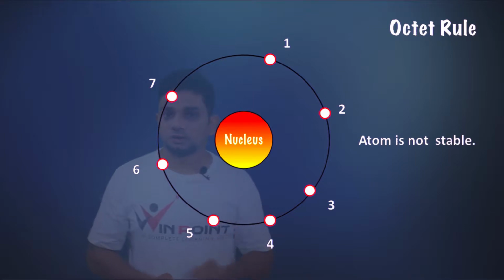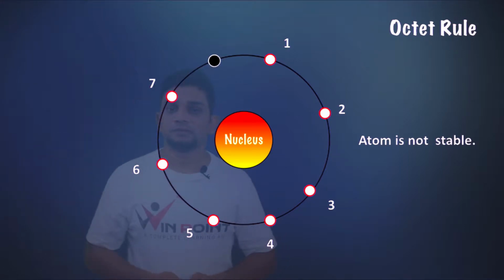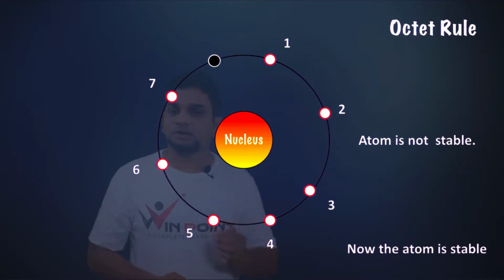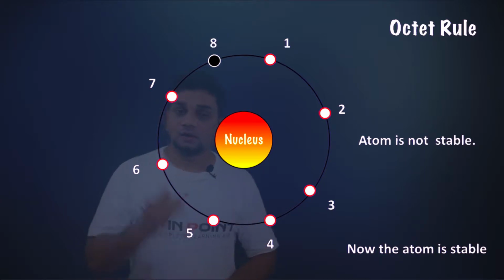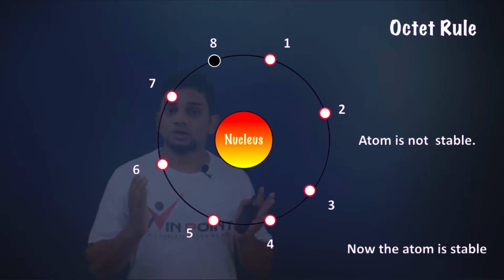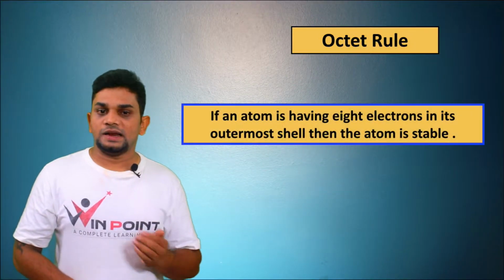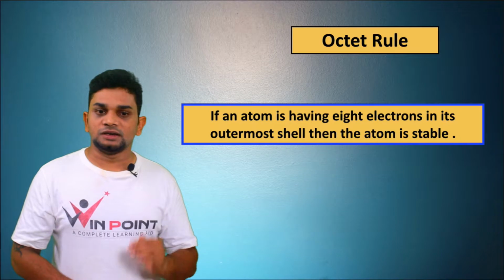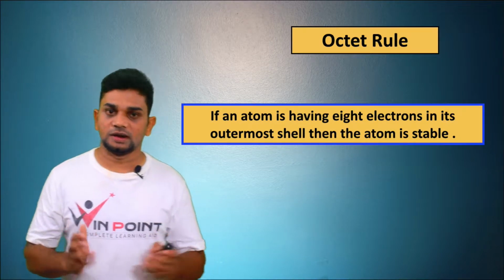But if you add 1 electron to the atom, then the atom is stable, because now there are 8 electrons. That is the octet rule. If an atom consists of 8 electrons in the outermost shell, that atom is stable. This theory is known as the octet theory, or octet rule.